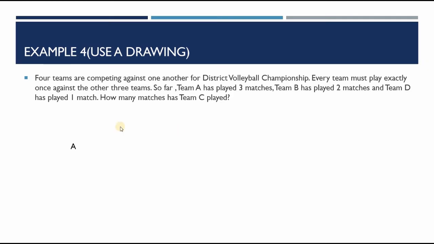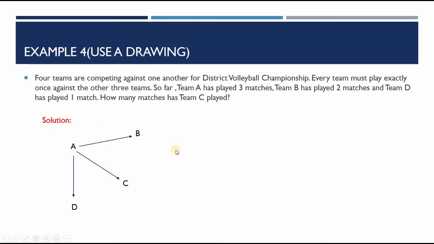First, what conditions do we have here? We know Team A has played 3 matches. Okay, so this is Team A. Every team must play exactly once against the other 3 teams. So if Team A has played 3 matches, it has already played all its matches, right? Because A played against B 1 match, against D 1 match, and against C 1 match.